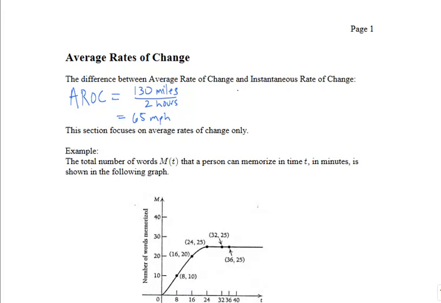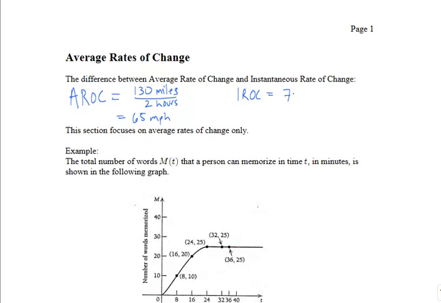Now if we contrast that with our instantaneous rate of change, that would not be your average over the entire trip. It would be if you were to look down at your dashboard and notice how fast you were going at one specific moment in time. So if you look at your speedometer at exactly one moment in time and see that you're going 72 miles per hour, then at that moment, that's your instantaneous rate of change.